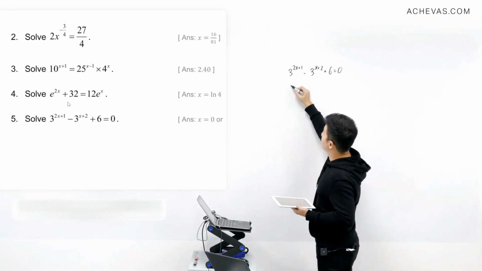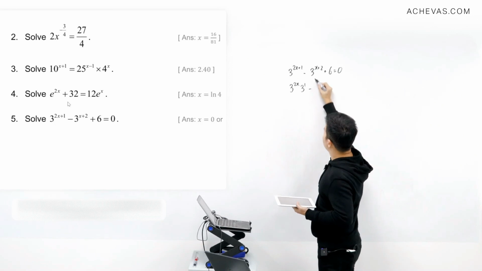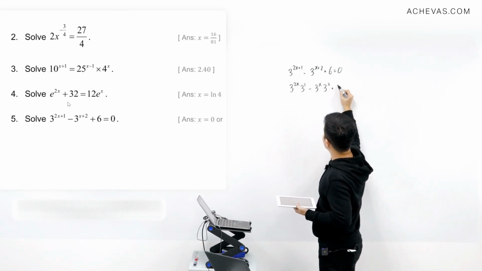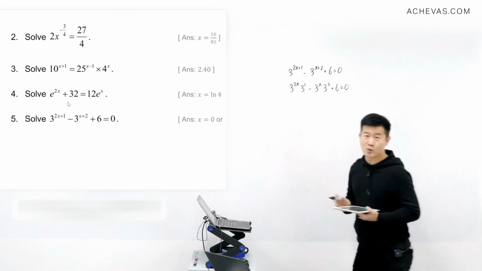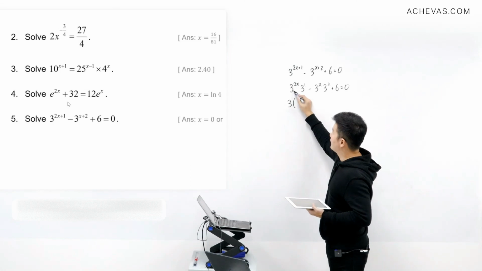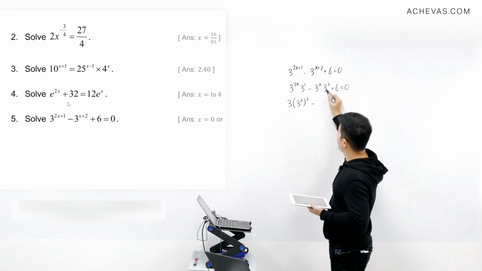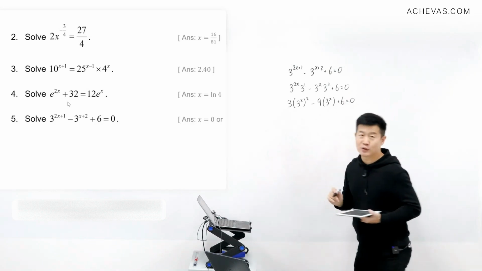I'm going to break this up into 3 to the power of 2x, 3 to the power of 1, minus 3 to the power of x, 3 to the power of 2, plus 6. This is equal to 0. So this, I can rewrite as 3, and for this, I'm going to write it as 3 to the power of x, to the power of 2. Minus 3 to the power of 2, this is 9, and we have 3 to the power of x, then plus 6 is equal to 0.